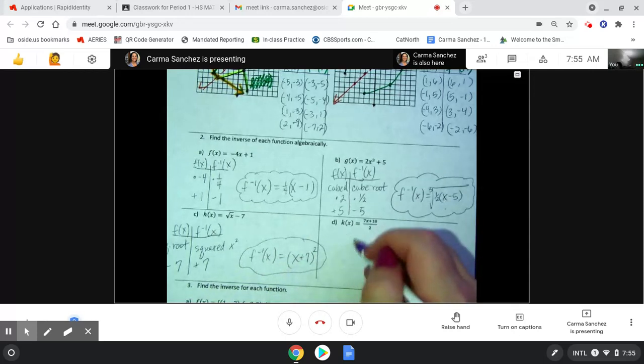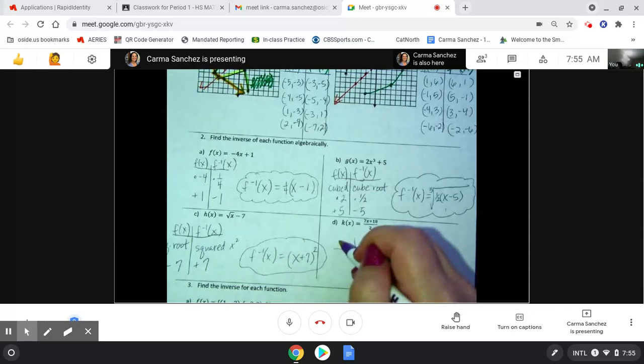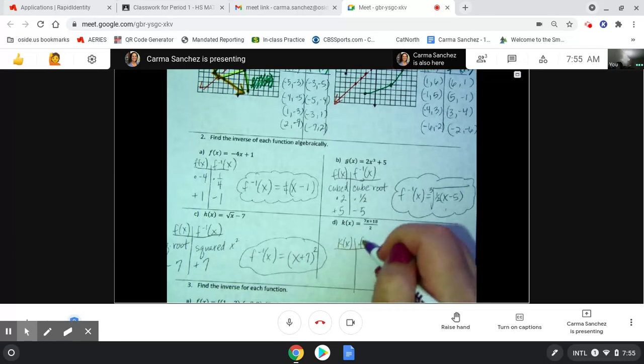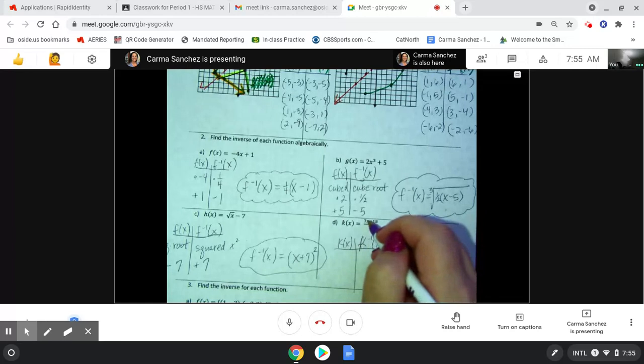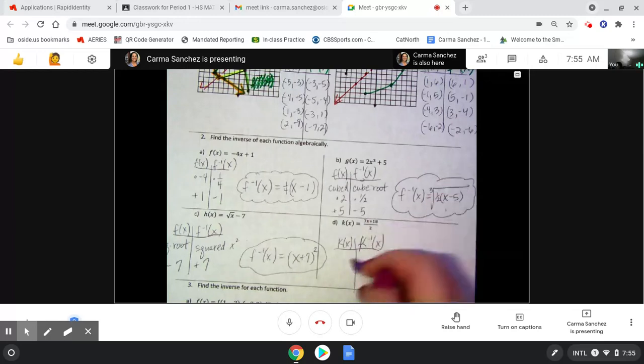K of x, k of negative 1 of x. All right, so first the x is being multiplied by 7, then it's adding 10, then it's dividing by 2. So we're going to go times 7 plus 10, and then divided by 2.